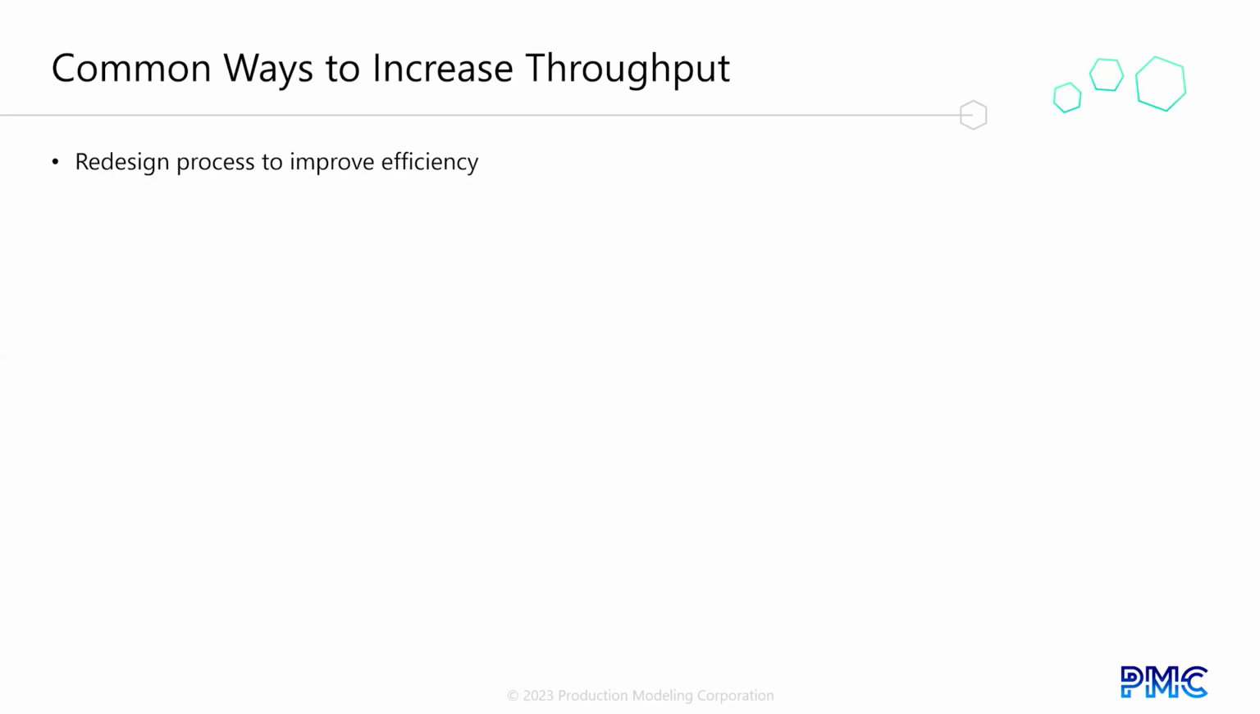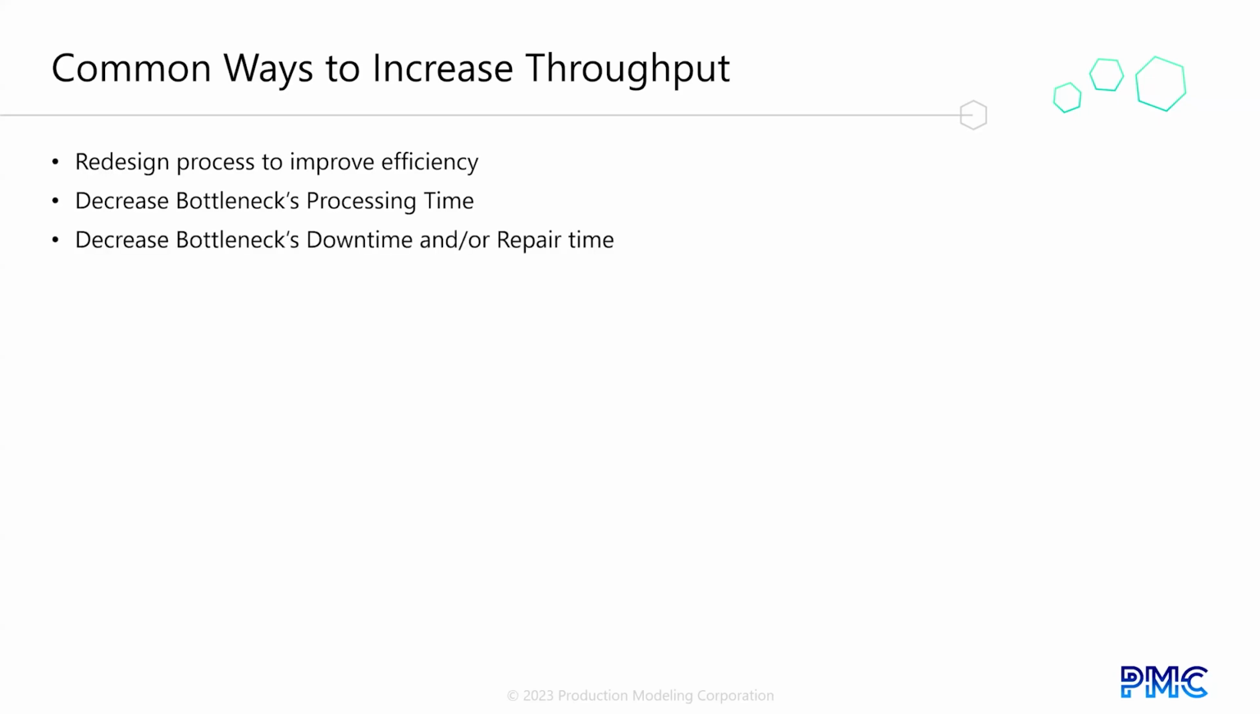One possibility is to redesign your process to improve efficiency. For example, moving a station closer to a source of resources like parts, tools, or workers, automating an inefficient manual operation, or moving some work from one station to another. Decreasing the processing time of the bottleneck can sometimes be done if it's possible and doesn't affect downtime too much. Purchasing a faster machine is also a possibility.